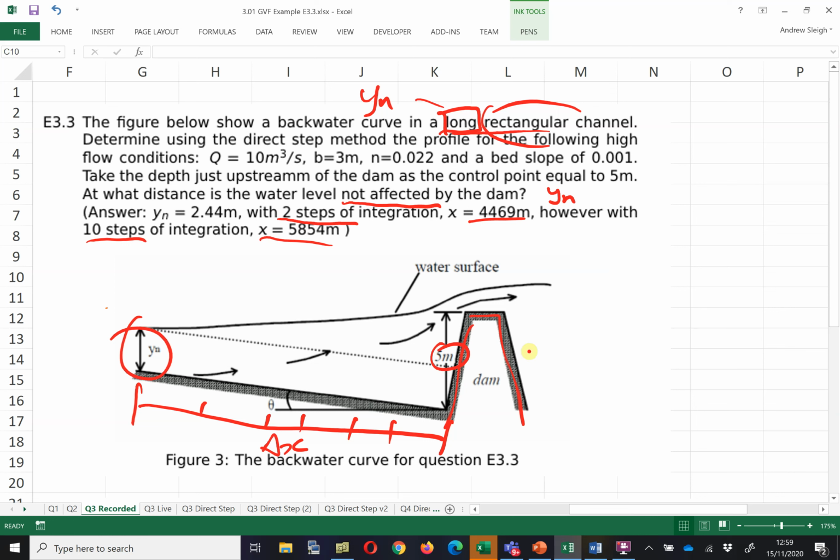Okay, we could in fact increase that number and see whether we get more accurate, or this length converges on a fixed value. Okay, we're going to do various things here in this example. We're going to build a spreadsheet from scratch. We're going to calculate normal depths. We're going to calculate critical depth.